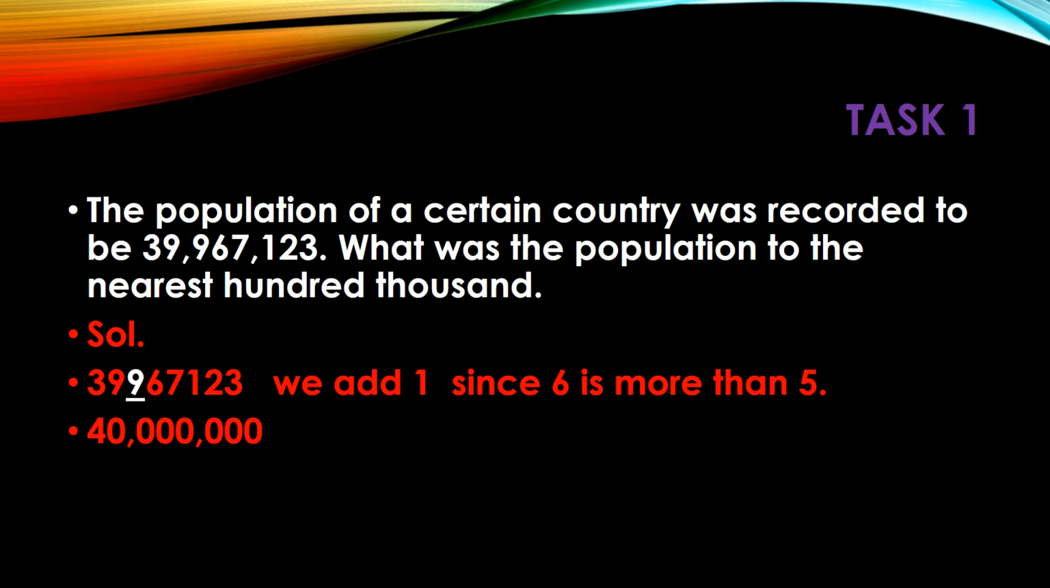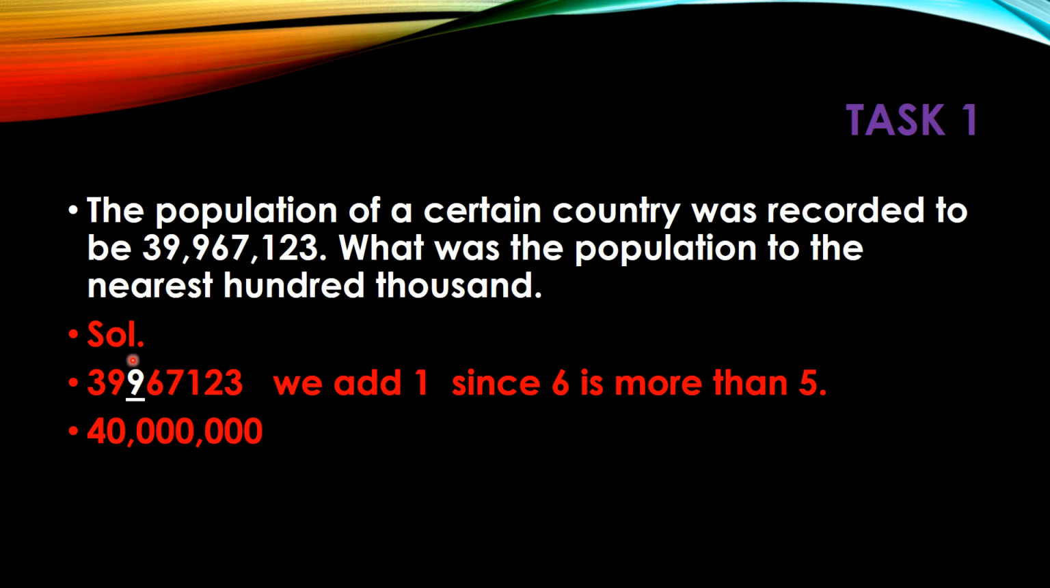So let's find the digit that is in the 100,000 place value. If you start from here, this is ones, tens, hundreds, thousands, 10,000, 100,000. So digit 9 is the digit that is in the 100,000 place value. Then if you look behind it, at the preceding value, if it is 5 or more than 5, we add 1. So this number here is 6 because it is more than 5. We are required to add 1.